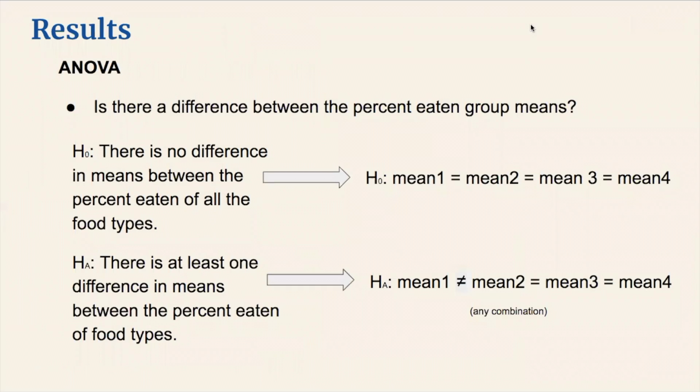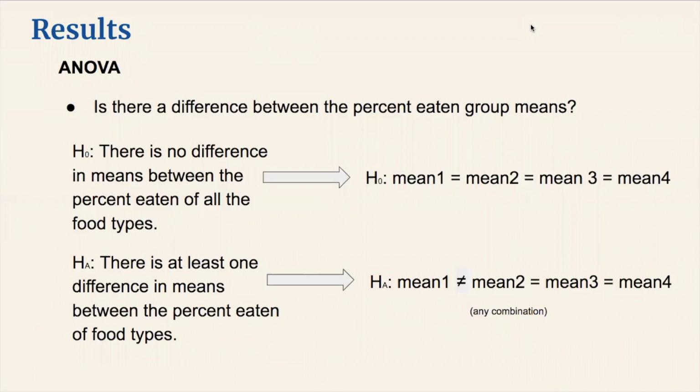And then when I had all of the data, we did an ANOVA. So basically, an ANOVA just asks if there's a difference between the means of the percent eaten. So our null hypothesis is that there is no difference in means between the percent eaten of all the food types. So basically, the mean of the walnuts equals the mean of the sunflowers and etc.